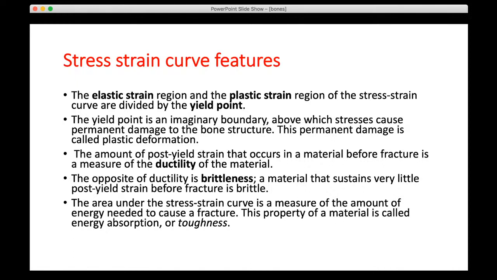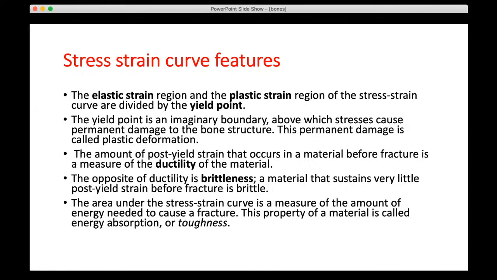Technically, a term is given. So what is plastic deformation? Plastic deformation is the region beyond your yield point, where stress has caused permanent damage to your bone structure. Bone cannot be restored after Y point or yield point. So that is known as plastic deformation.